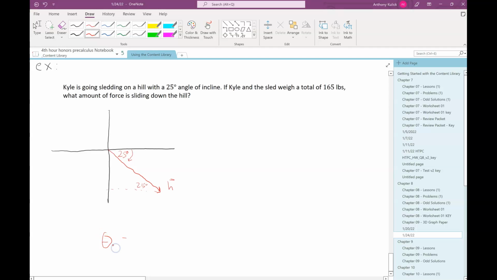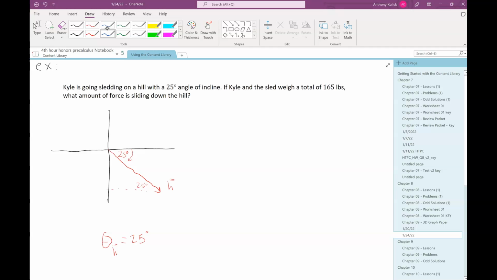So the direction for my hill vector is 25 degrees. Everybody cool with that? So that's one vector. That's the vector I'm going to be projecting onto, because we're asked to find the amount of force sliding down the hill. So we're going to be projecting one vector onto the hill.